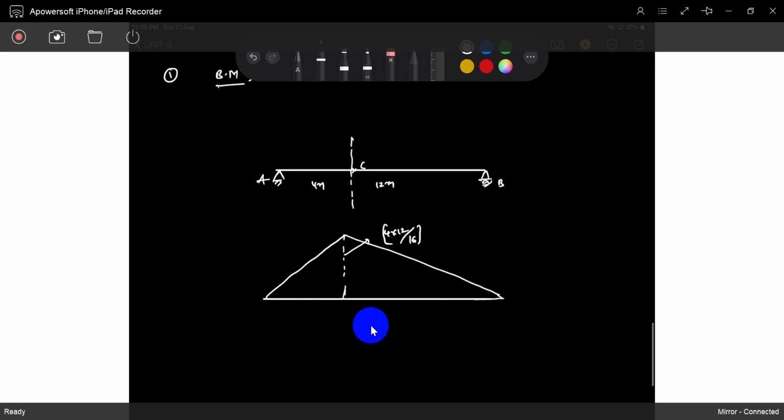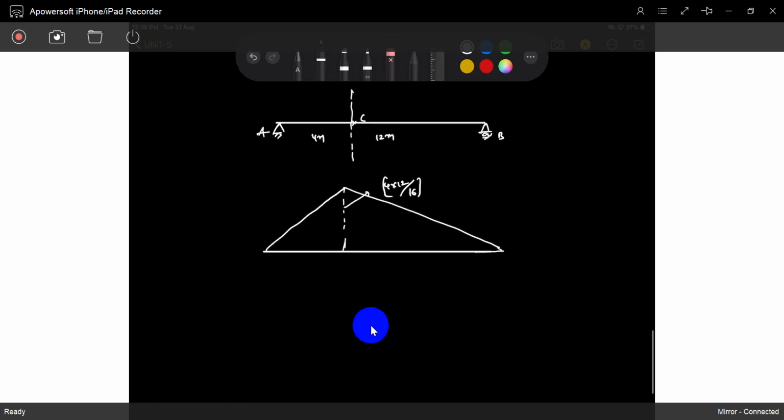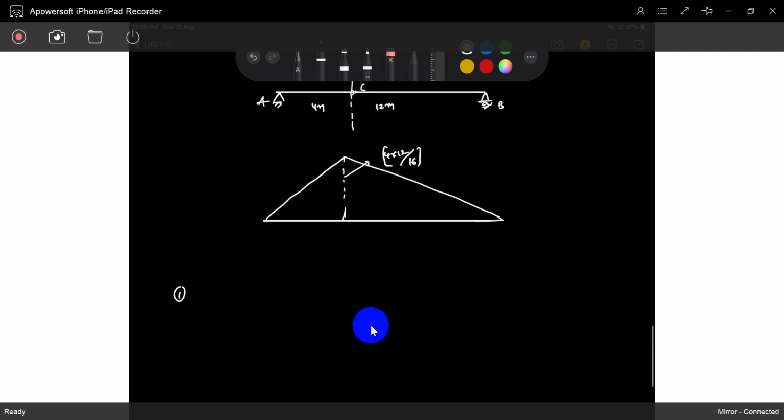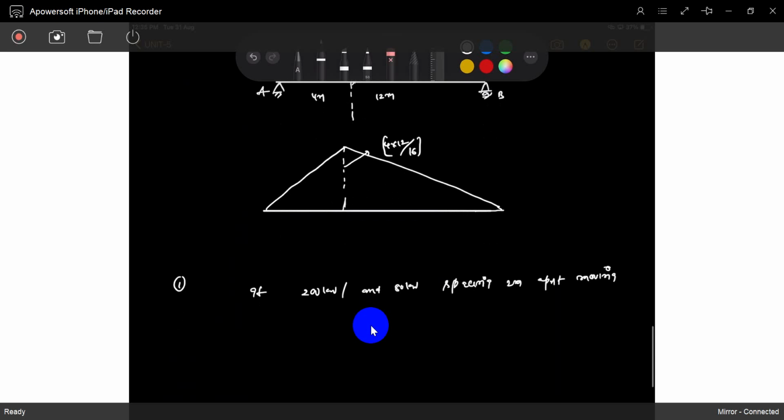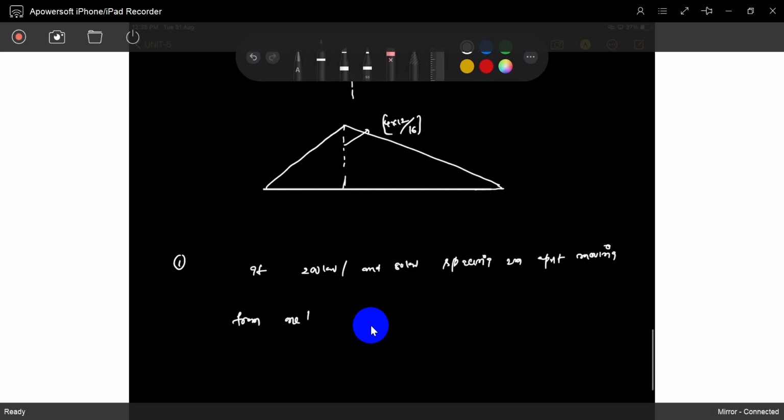First we have to take it for 2 point loads. It's a very, very small problem. If 200 kilonewtons and 80 kilonewtons, spacing 2 meters apart, moving from one end to the other, what is the maximum bending moment at the section 4 meters from the left end?